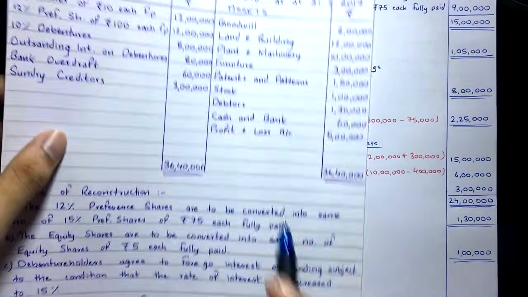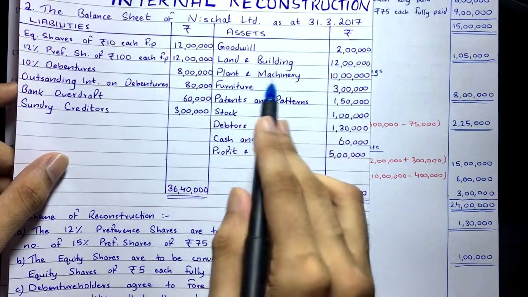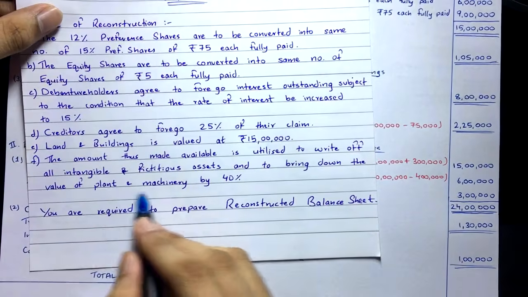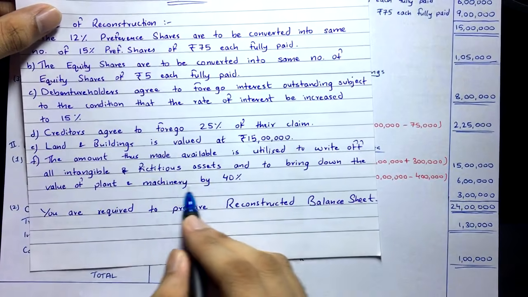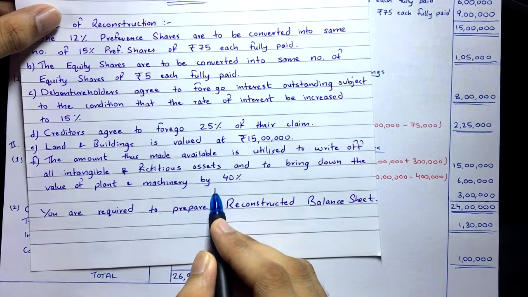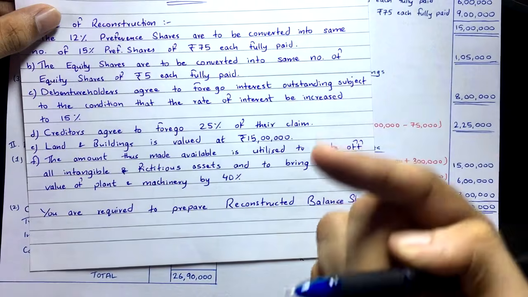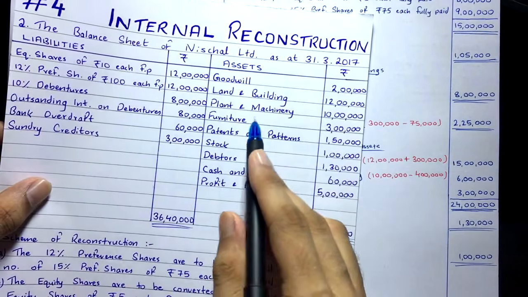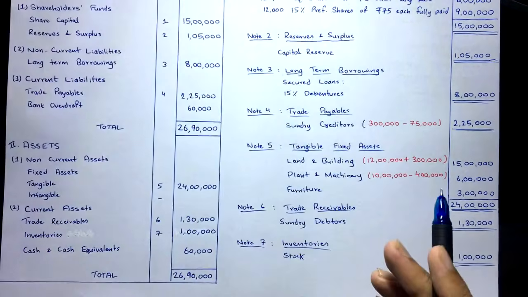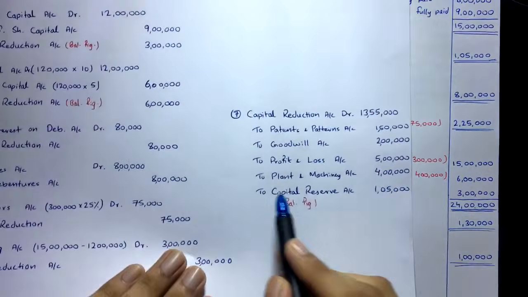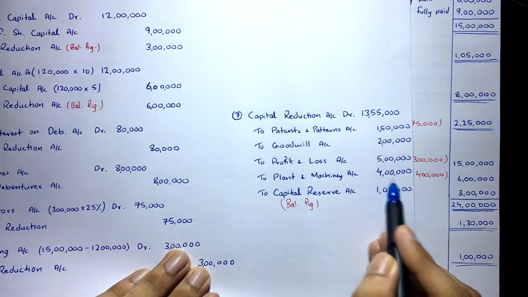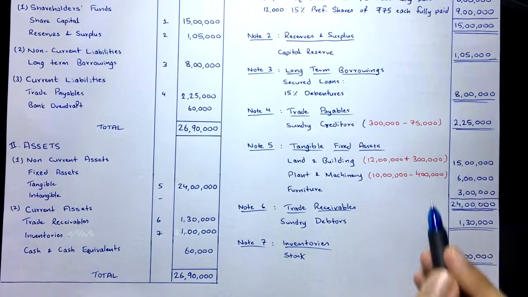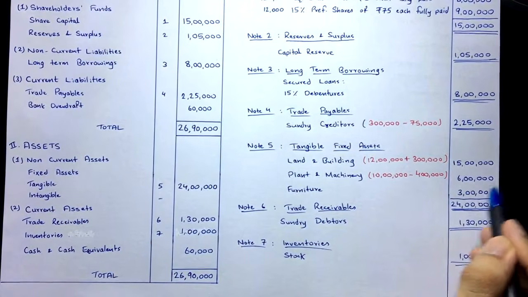Then next is plant and machinery. The plant and machinery value was 10 lakh in the old balance sheet, but in the additional information they said to bring down the value of plant and machinery by 40%. Plant and machinery was overvalued. So what do we have to do? We have to reduce the value by 40%. Simple. It was 10 lakh, and we reduced that by 40%, that is 4 lakh. So that's what we have to record: plant and machinery, 10 lakh minus 4 lakh. So the new value of plant and machinery is 6 lakh, the correct value.